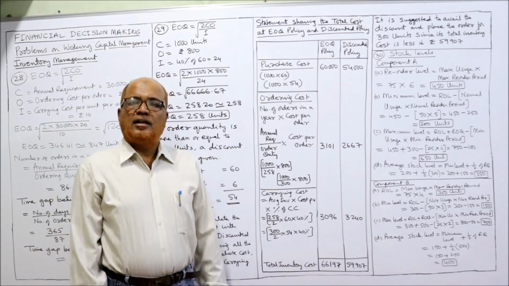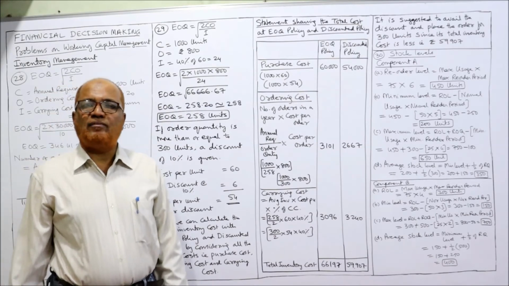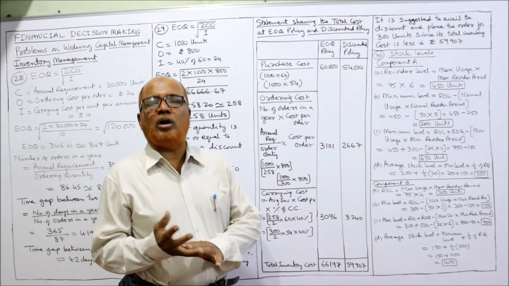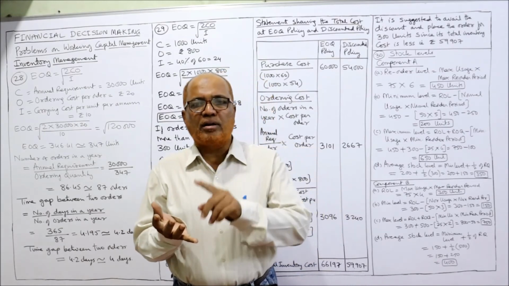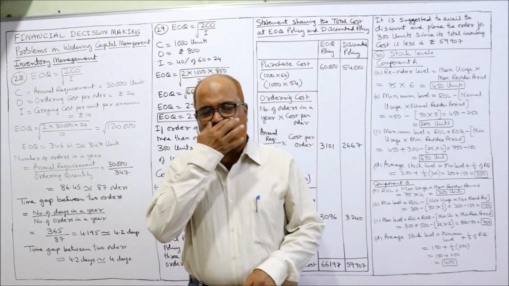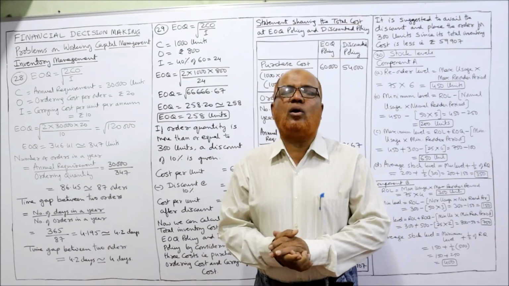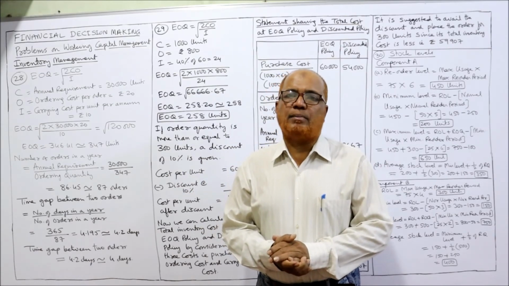That's all. So totally 30 problems I have explained to you on working capital, then cash management, receivables management and inventory management. So this is the end of the topic working capital management.